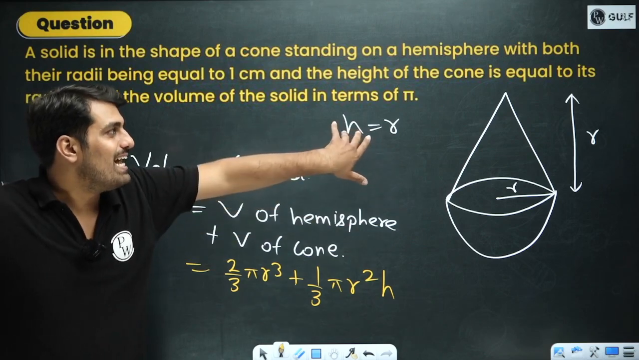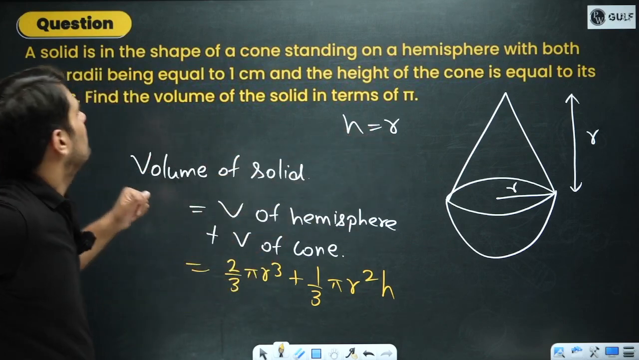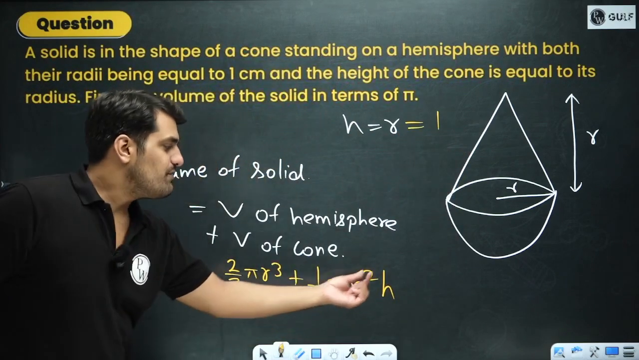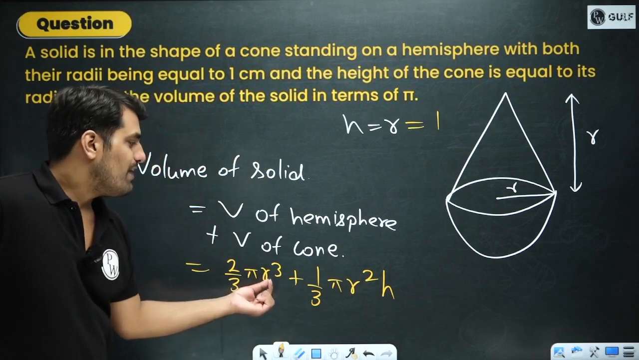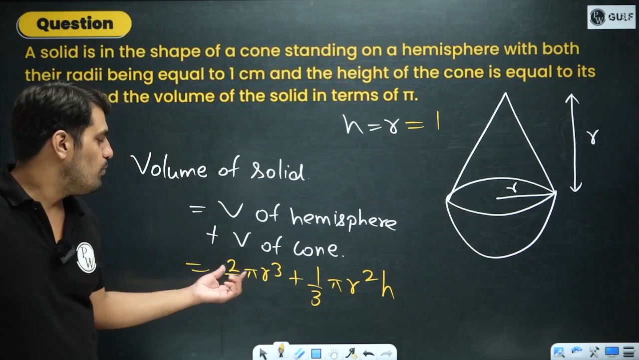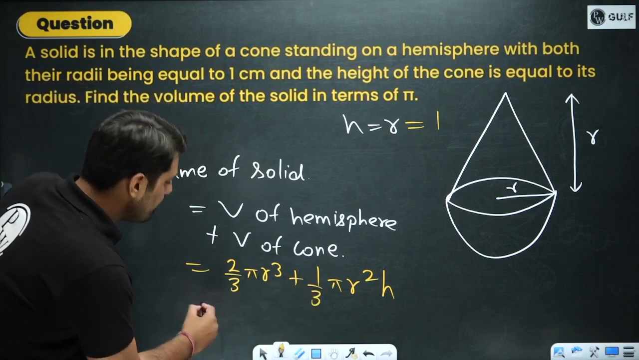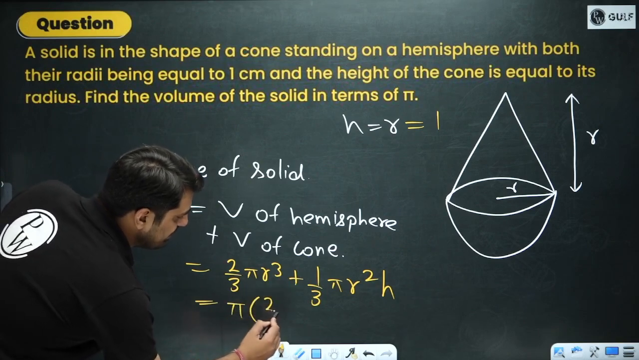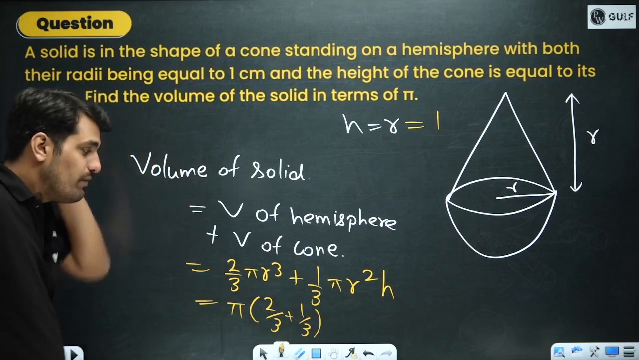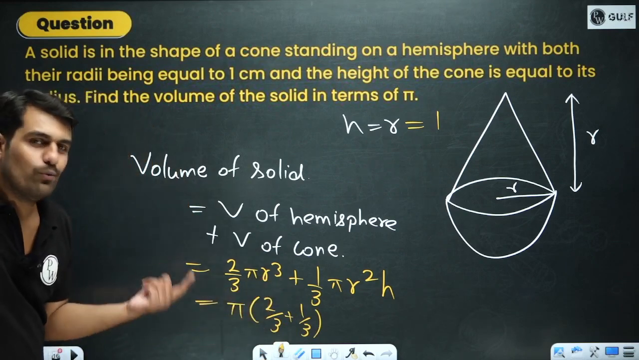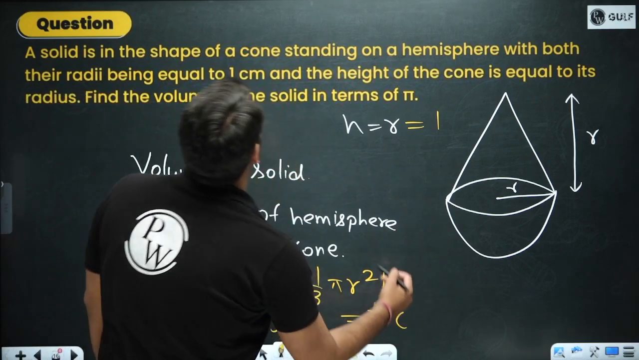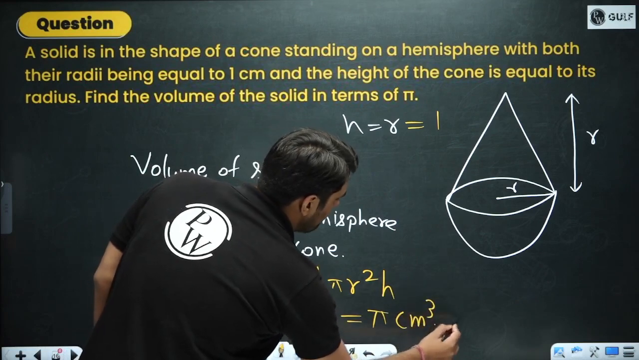Now, in this case, h is equal to r, both being equal to 1 centimeter, so this is equal to 1. If I put the value of r as 1 and h as 1, what are we left with? Wherever we have multiplication by 1, it will remain as it is. We are left with 2 by 3 pi plus 1 by 3 pi. So I can do the addition by taking pi common, which is 2 by 3 plus 1 by 3, which is 3 by 3, and 3 by 3 is 1. So we are left with pi. Is it in centimeter? Yes, sir, so centimeter cube.